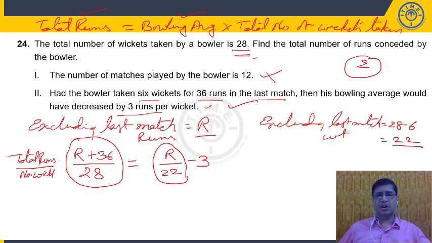My dear student, remember one thing: total runs is equal to bowling average into total number of wickets taken. So bowling average means total runs by number of wickets taken. Total runs means before the last match plus the last match, by total wickets taken. So simplify the bowling average. Now it is also a bowling average. This average decreases by 3 when including the last match. Means these two are equal. Simplify, you will get the value of R. So that is the number of runs excluding the last match. When you add 36, you will get total runs after completion of the last match. Okay, R plus 36 is the answer.